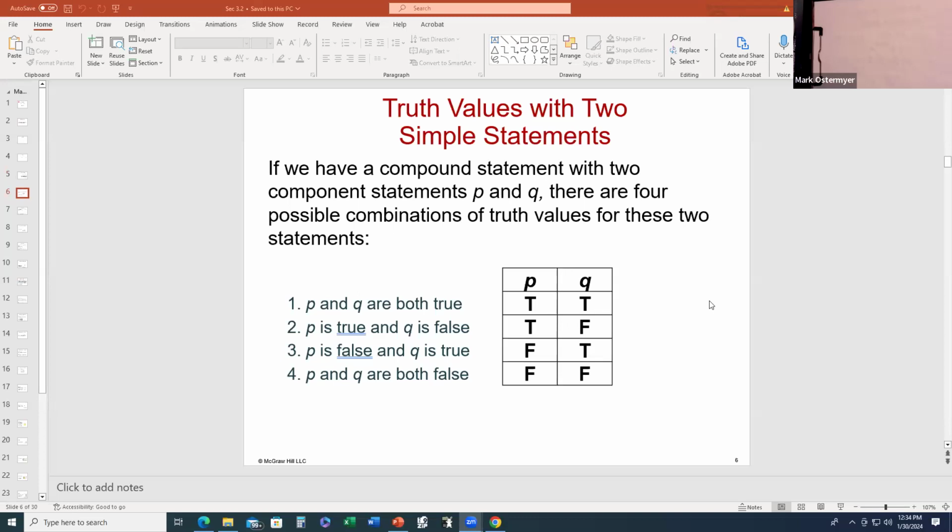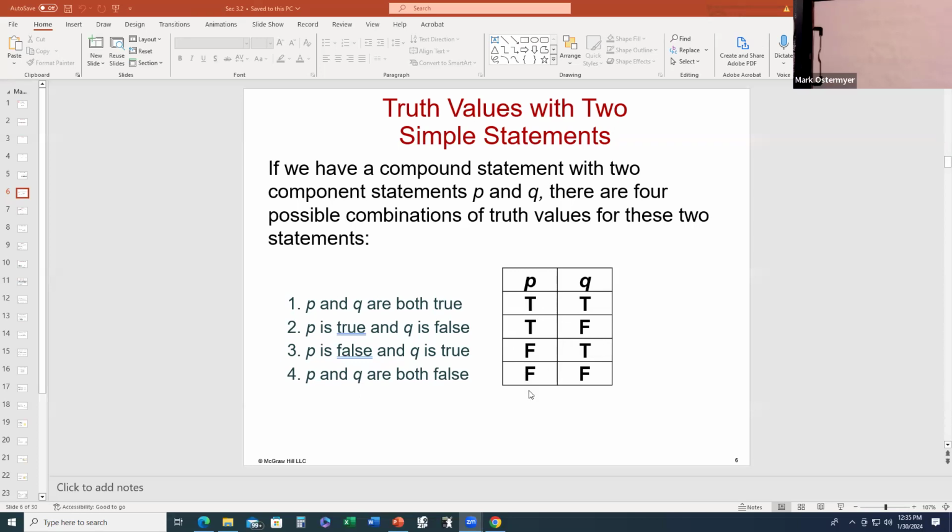Now, most of our problems are going to involve two simple statements and forming compound statements from two statements. There'll be a couple where we use three statements. But when we build a truth table for two simple statements, P and Q, we always start the first column with P, and then the second column is Q. This is the way we always fill out these first two columns of a truth table with two statements. P is always going to be true, true, false, false. Q is always going to be true, false.